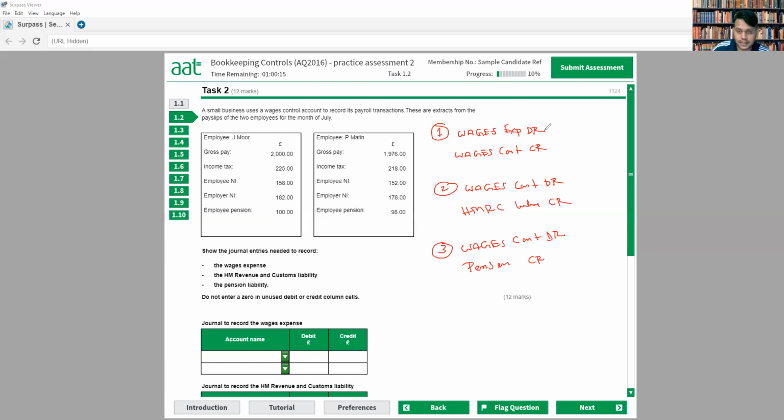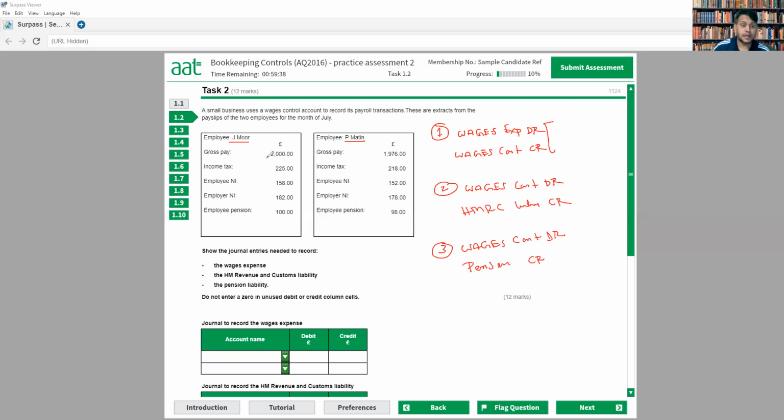Now for the wages expense, we have to take everything. Remember that wages expense is the total expense for the business. So we have to take the gross pay, employer's NI, everything, to be honest, whatever expense the business makes, we have to take everything. Now let's read the question. A small business uses a wages control account to record its payroll transactions. These are extracts from the payroll of the 2 employees for the month of July. So we have 2 employees, J Moore and P Martin. We have to take everything. We have to take the gross pay.